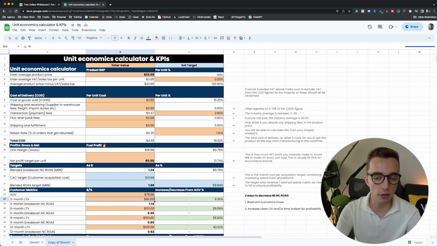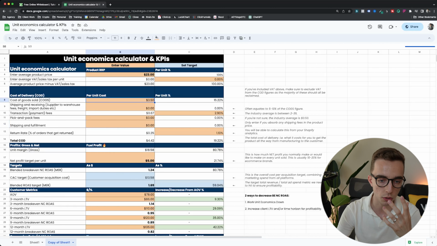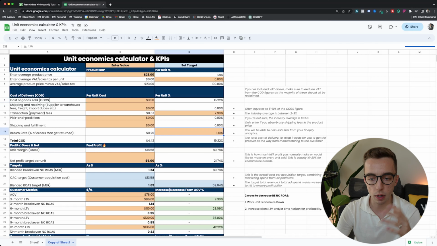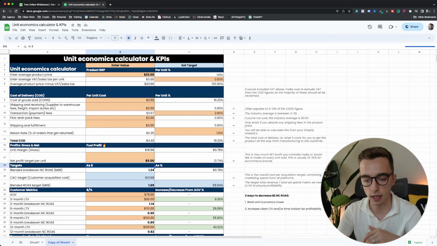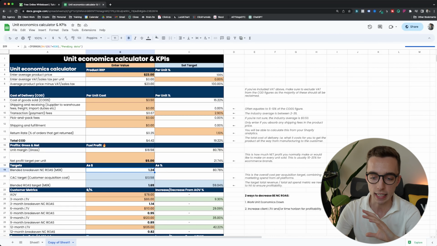So I've pre-filled it right here already with some data. Essentially, with the data that I have right here, my average product price, my cost of goods per unit, my transaction payment fees, pick and pack, which technically for that example I've assumed was already taken into account within COGS, return rate, which is about 1%, and my net profit target per unit, which gives you these two numbers. I really went super quick over that, but I just want to show you the numbers today so that we can get straight into this example. The nitty gritty is what's important here.